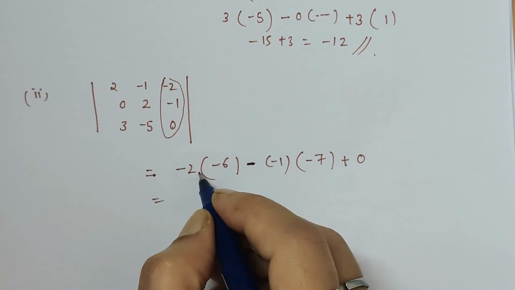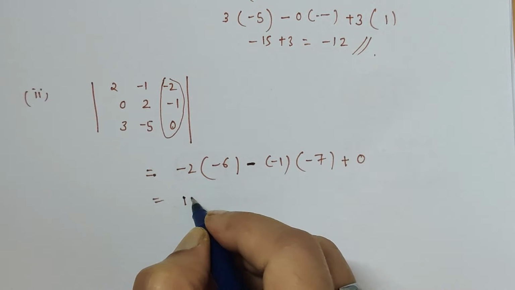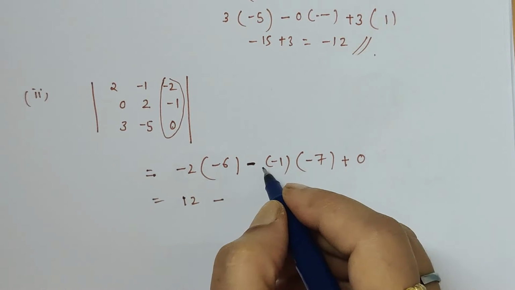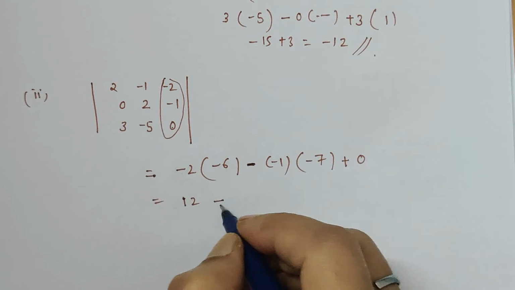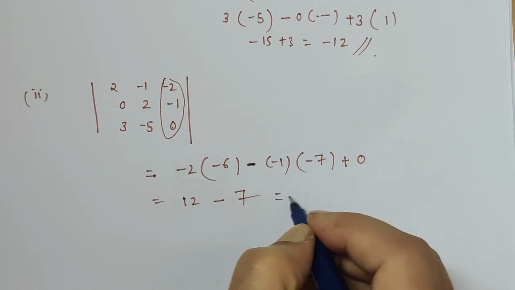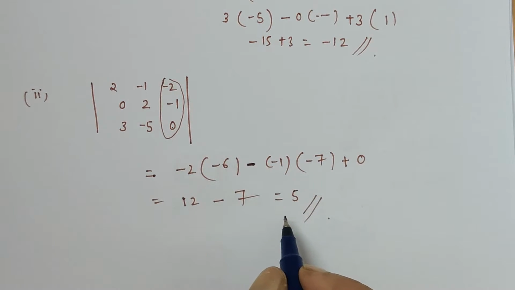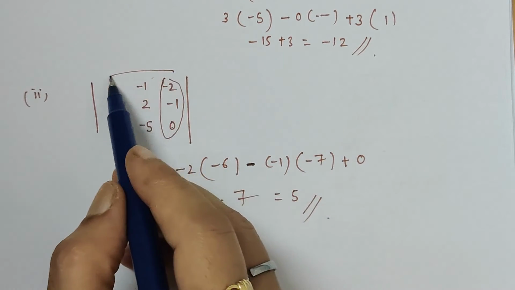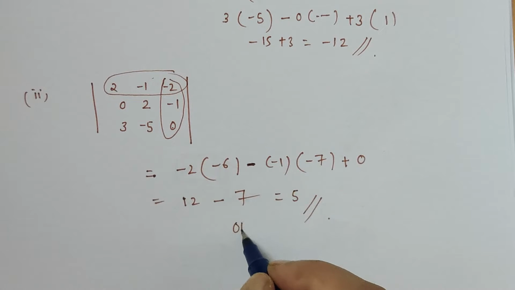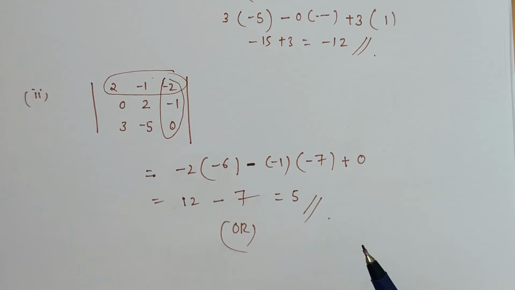So here 6 2s are 12, minus into minus is plus, then minus into minus is plus, plus into minus is minus, so this is 7. 12 minus 7 is 5. So along the third column, when I calculated, I got 5. Now again, for your convenience, if I calculate along the first row, again I will get the answer 5.